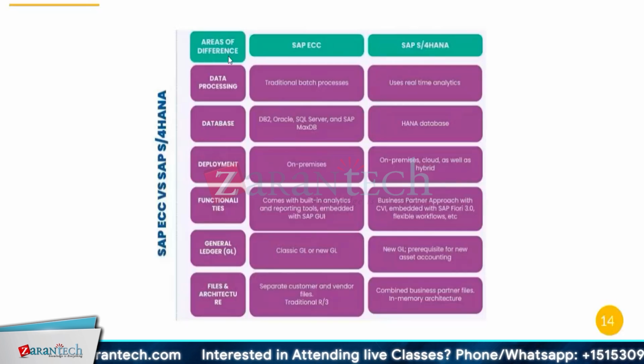Now coming next to the general ledger, this is again more related to the functional area. In ECC, we used to have either the classic GL or the new GL. Whereas when it comes to SAP S/4HANA, it's the new GL only which is being followed, and it's basically a prerequisite for any asset accounting mechanisms if implemented in the client landscape.